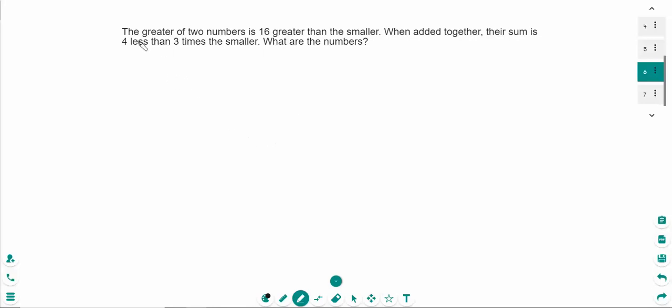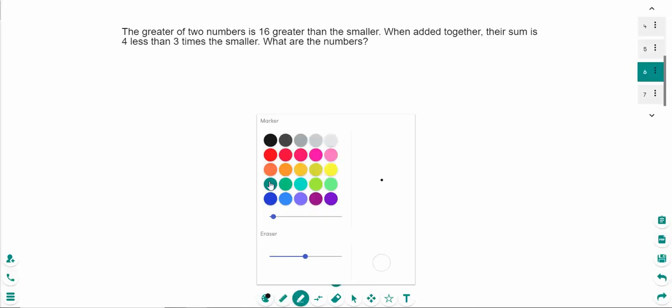All right, so the greater of two numbers is 16 greater than the smaller. Okay? When added together, their sum is 4 less than 3 times the smaller. What are the numbers? Oh my. So here we've got all kinds of things going on. Well, let's break it down.